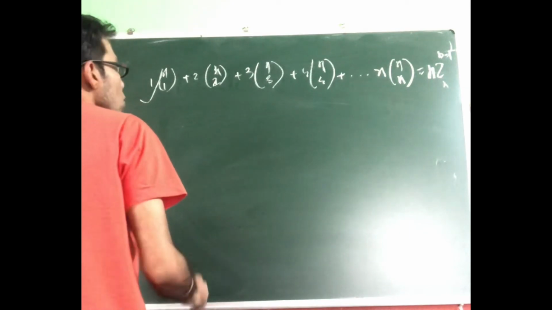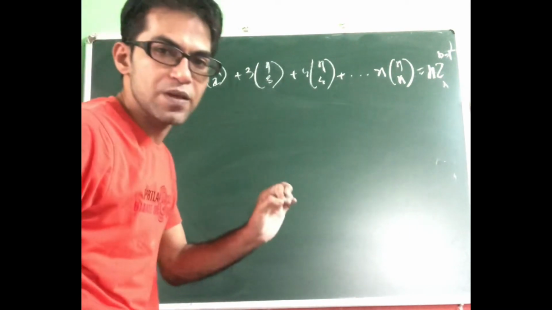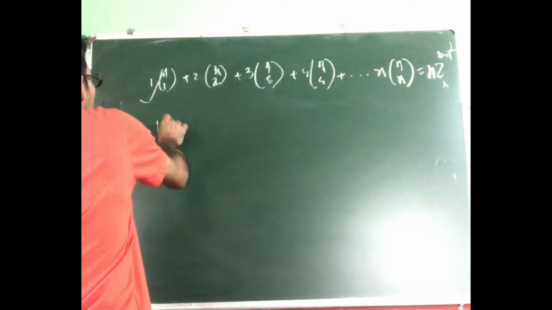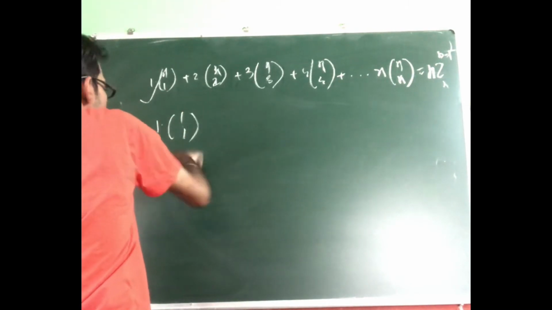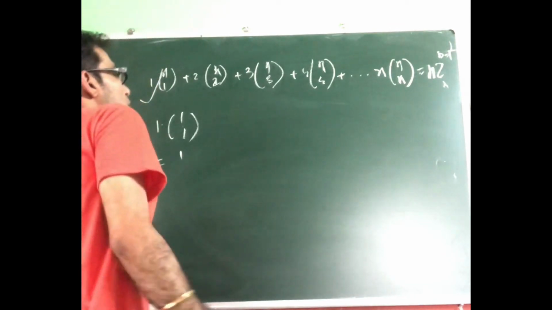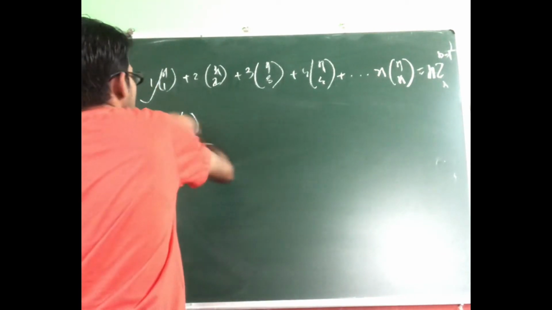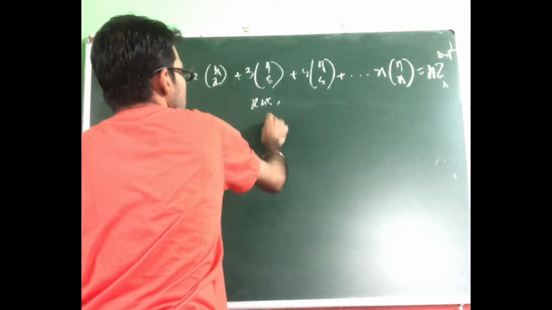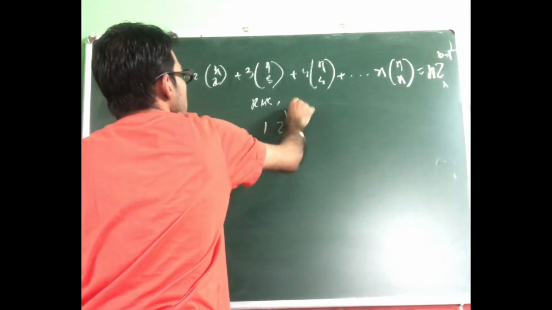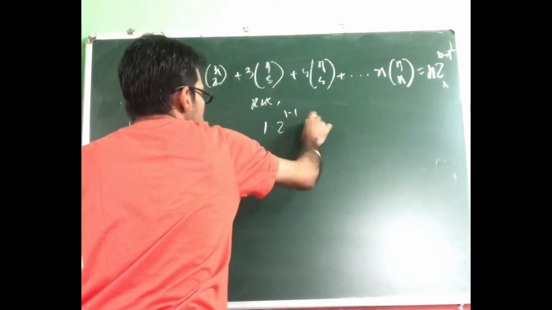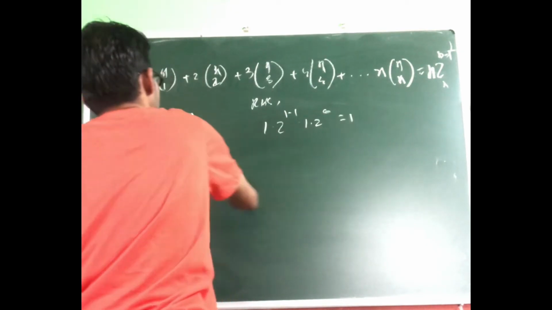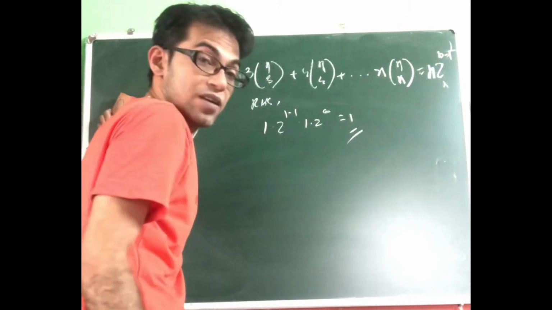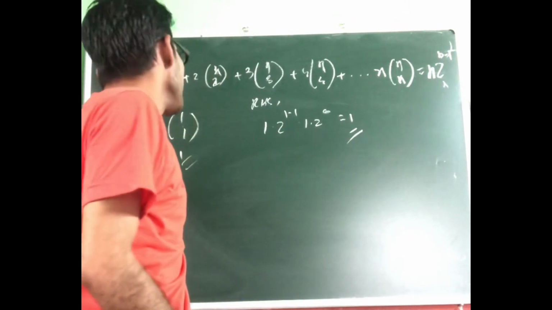Okay, so the first step is the base case. So we will look into the base case. If n is 1, this becomes 1 times 1 choose 1, which is 1. What about the right hand side? It is 1 times 2 to the power 1 minus 1, which is 2 to the power 0, which is 1. So the statement is correct for the base case.